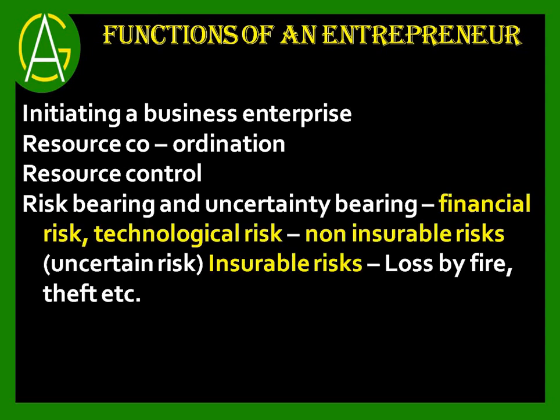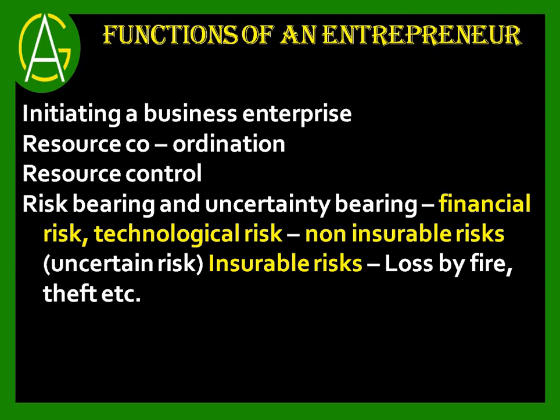And next is risk bearing and uncertainty bearing. Friends, business is full of risk and uncertainty. An entrepreneur must be ready to bear this risk and uncertainty. Here two kinds of risks are there: financial risk and technological risk. The entrepreneur has to bear both of them. Now risk can again be divided into two parts. It can be insurable risk and it can be non-insurable risk.